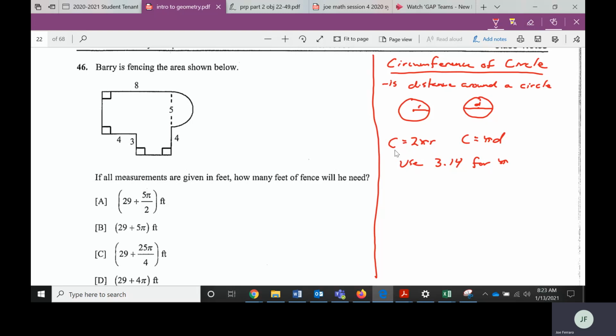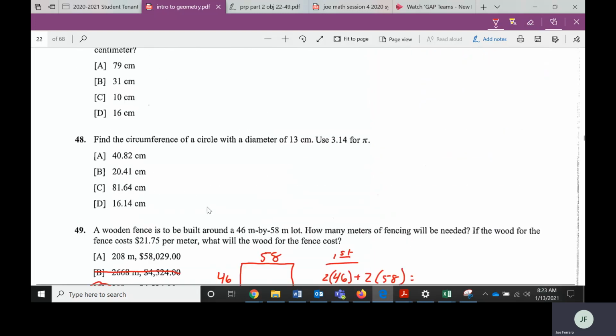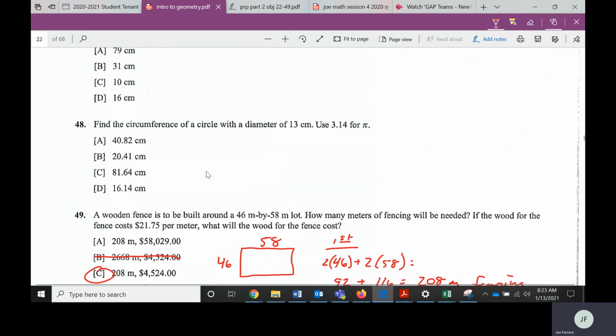So now let's look at some problems. We'll come back to 46. It's a little more involved. So we're going to look at 48 first. I think we have 5 problems to go here and we'll be done. So this is just a simple one. It says find the circumference of a circle with a diameter of 13. Use 3.14 for pi. Now you wouldn't have to draw a circle if you really understand what's going on, but they give you a diameter of 13.